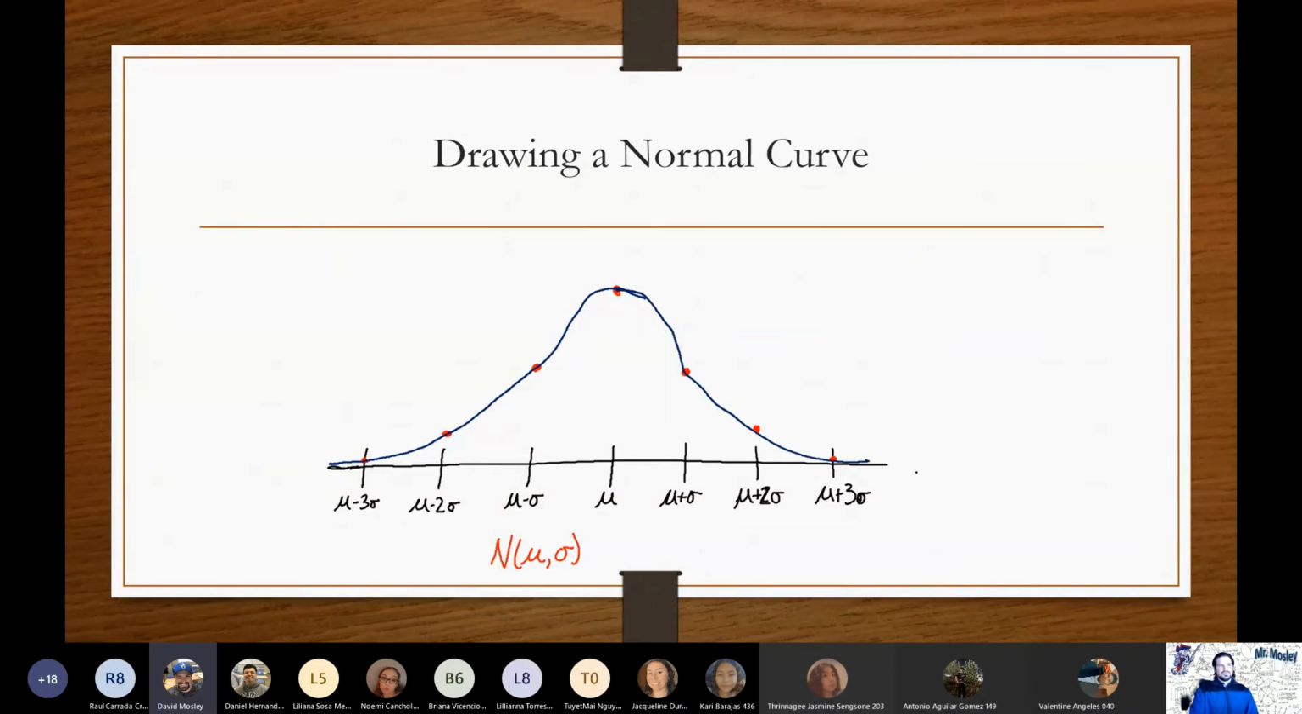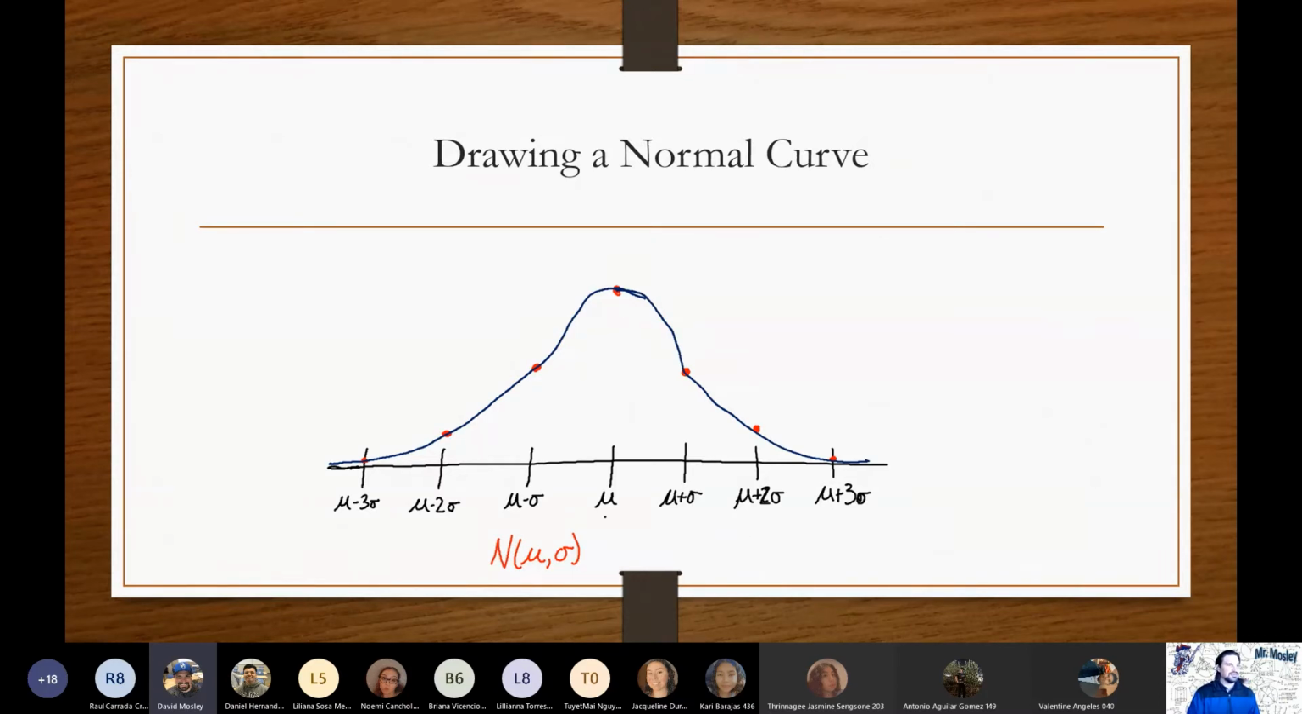Close. Again, it's not perfect. Artistry is not my strong suit, but we can see the general idea. All right, and so this is kind of how we can sketch out a normal curve if we're given the mean and standard deviation. We just use the same process with numbers. We just write numbers here instead.